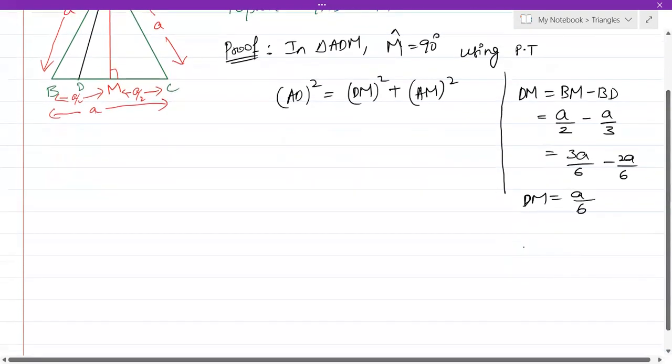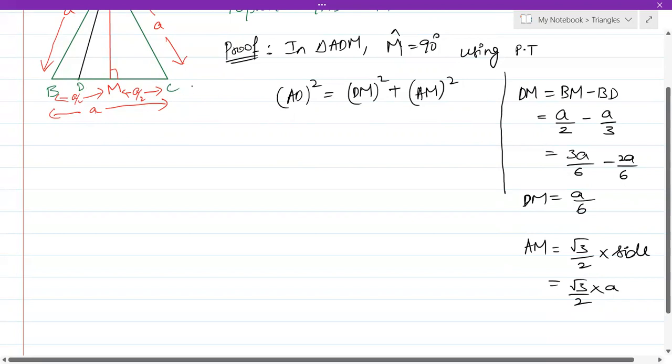Now similarly, AM is the altitude of the equilateral triangle, which is given by root 3 by 2 into side. We have discussed about this in the previous video. Root 3 by 2 into A. So that will be the formula for AM. So we got the value of AM and DM.